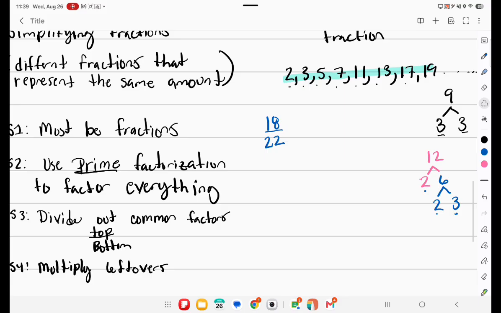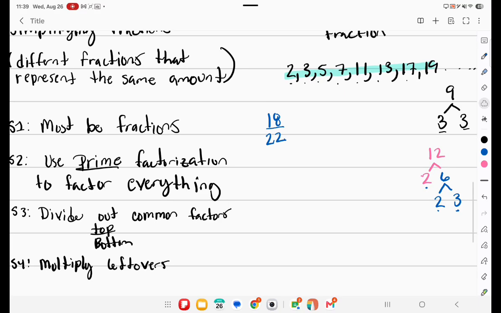Now, the rule says must be a fraction. Is 18 over 22 a fraction? Yes, it is. So no step 1. Step 2, use prime factorization to break down 18 and 22. All right, let's do it.